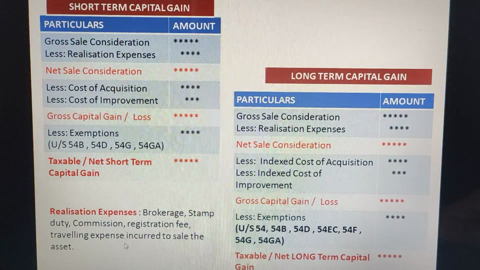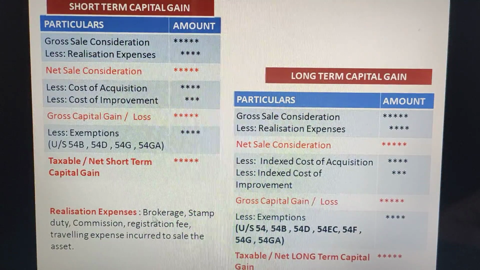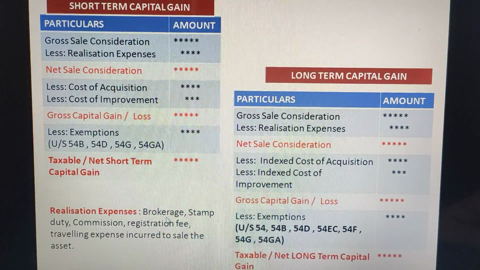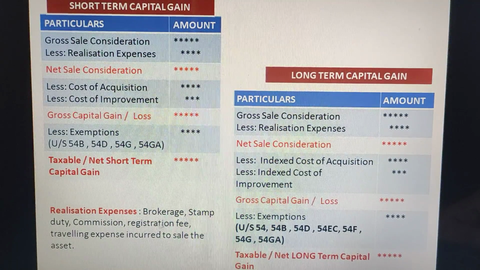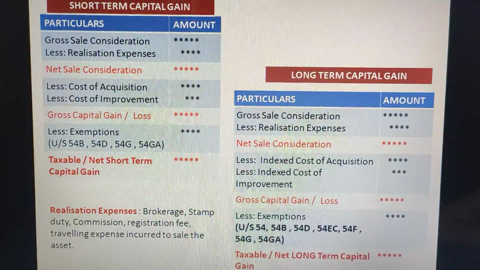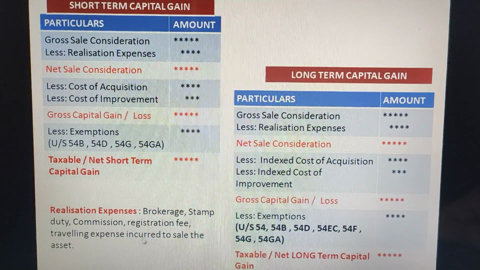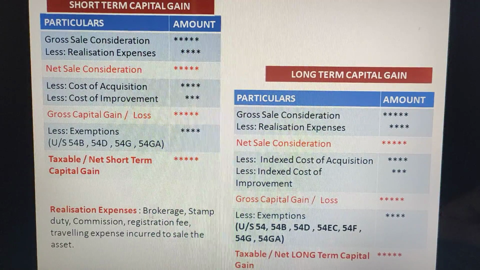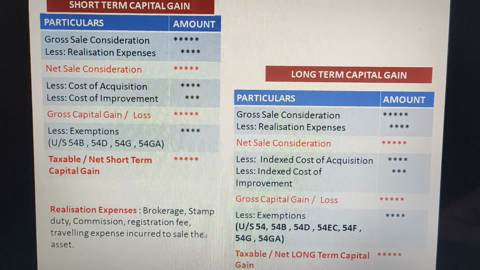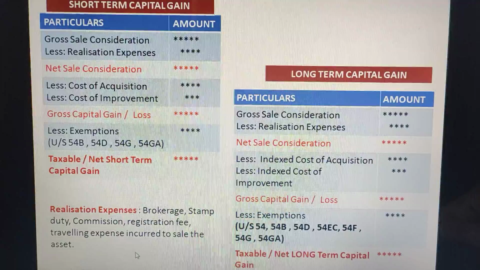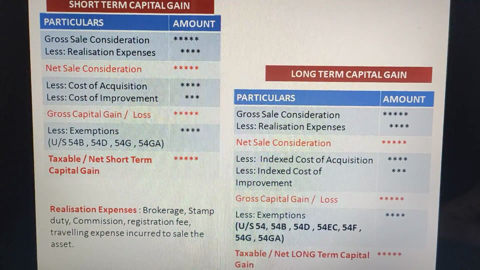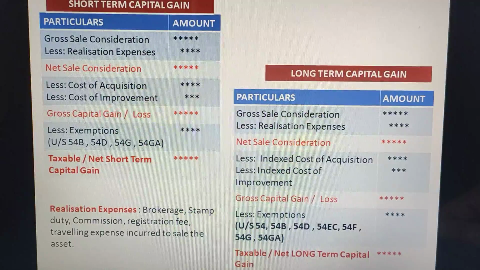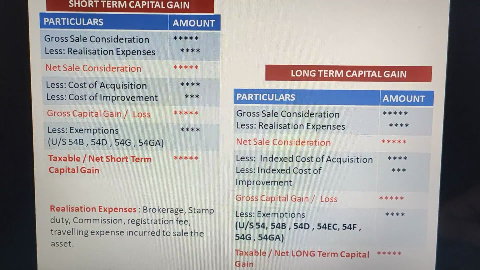Expenses like, here you can see in the down part, the realization expense examples I have given: brokerage, stamp duty, commission, registration fees, traveling expense to sale. All these are your realization expenses. If you notice, these are the expenses incurred for selling an asset. Any expense you incur to sell the asset is considered a realization expense.